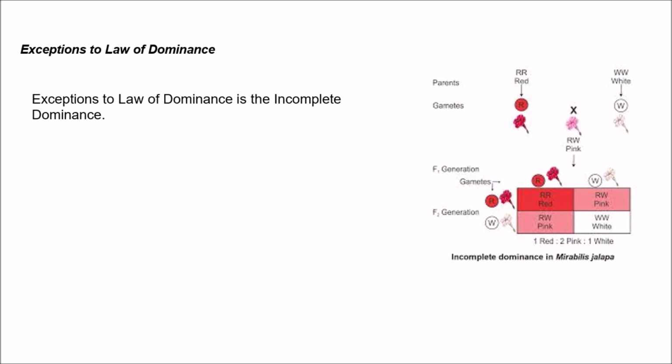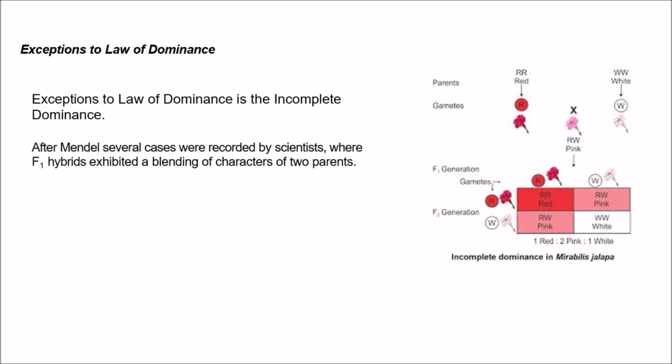Exceptions to the law of dominance. So what were the exceptions? The law of dominance has an exception in incomplete dominance. After Mendel, several cases were recorded by scientists where F1 hybrids exhibited a blending of the characters of two parents. This is called incomplete dominance. These hybrids were found to be midway between the two parents.